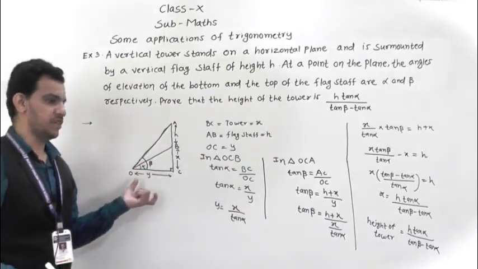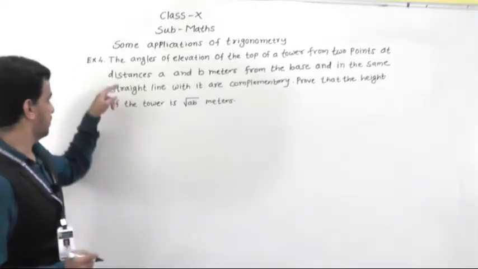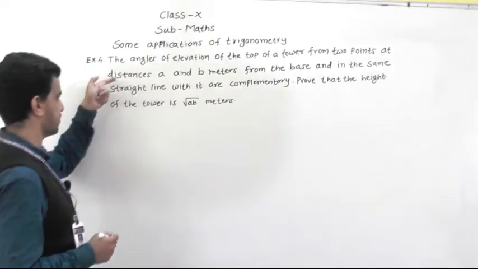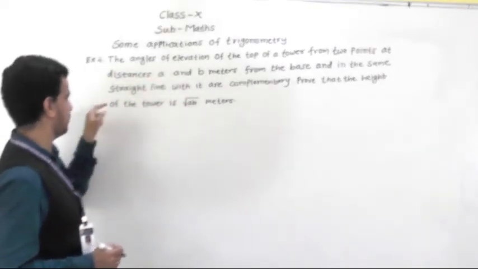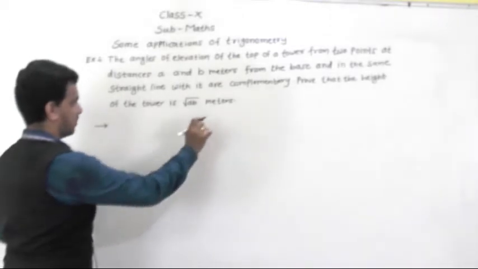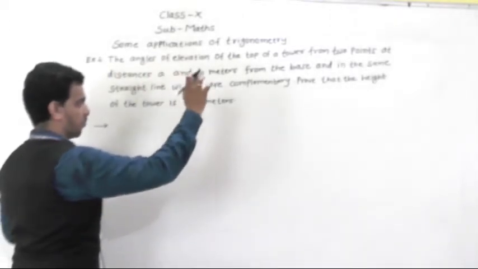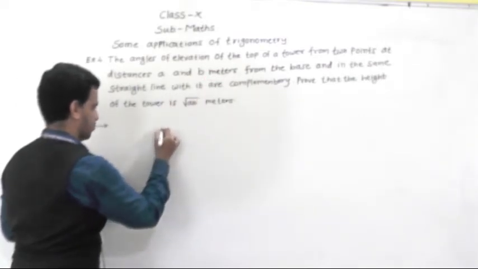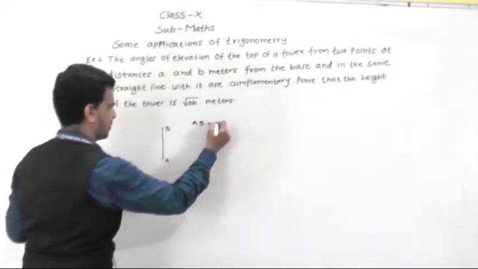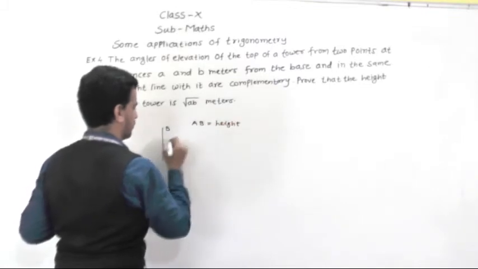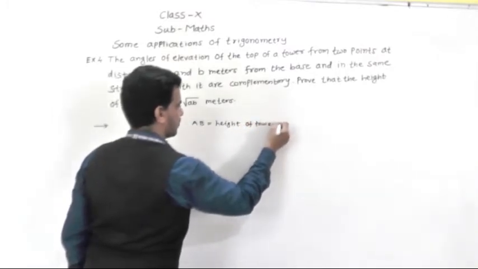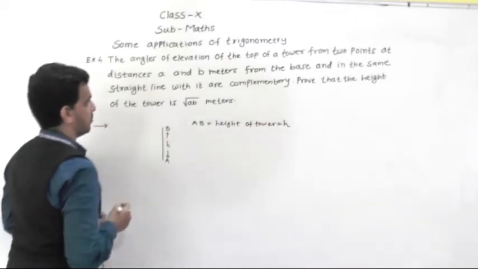Okay, now we will take the next example. The next example is: the angles of elevation of the top of a tower from two points at distances A and B meters from the base and in the same straight line with it are complementary. Okay, so first we draw the diagram. What is given? The angles of elevation of the top of the tower from two points. So this is the tower first, AB. AB is equal to the height of the tower. This height we suppose is H. Height of tower is equal to H. Then what is given next?